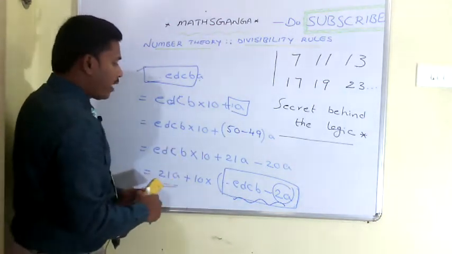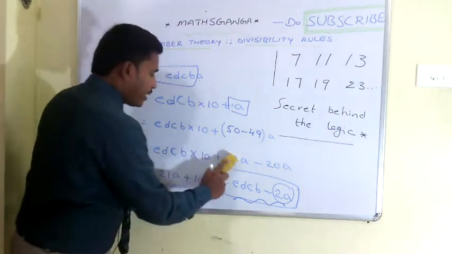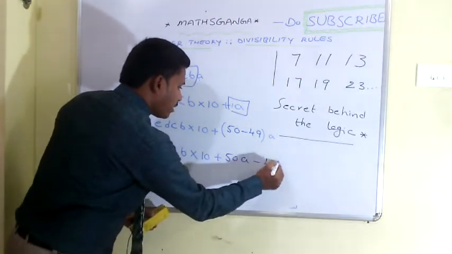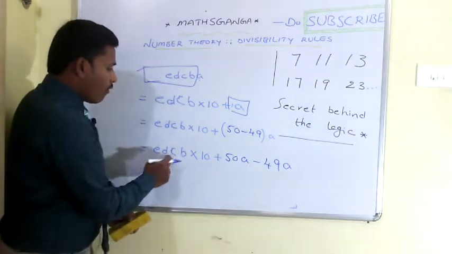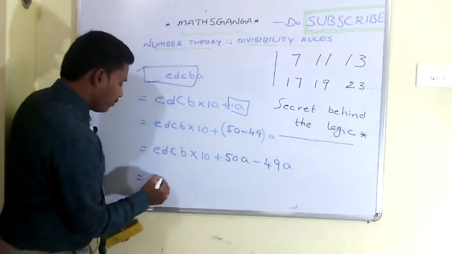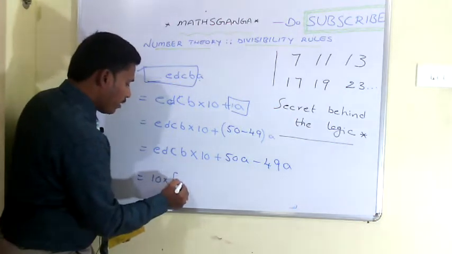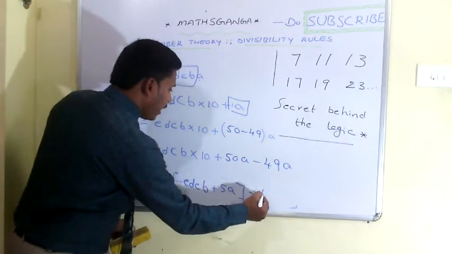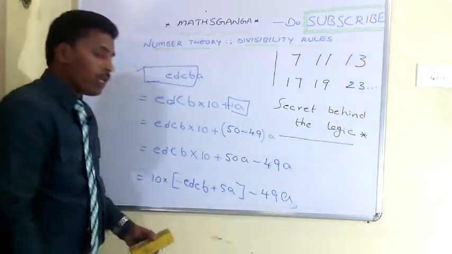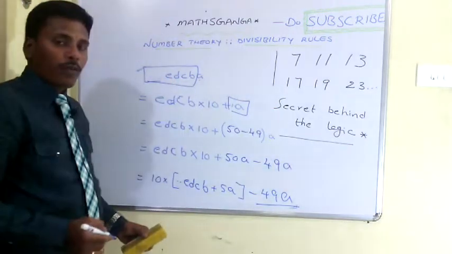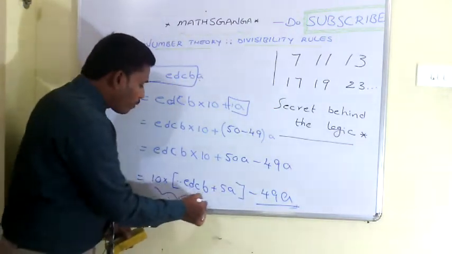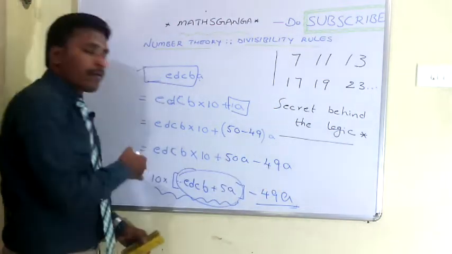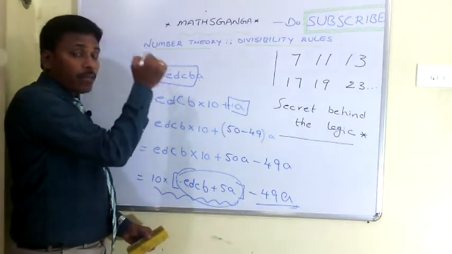Okay. Now in the next step, what do I have to write? EDCB into 10 plus 50 into A minus 49A. Now from these two numbers, if you take out 10, you are left with EDCB plus 5 times A minus 49A. This 49A is clearly a multiple of 7, and I don't know whether the rest is a 7 multiple or not. Okay, so if this is a multiple of 7, the total expression is a multiple of 7, so the given number is also a multiple of 7.